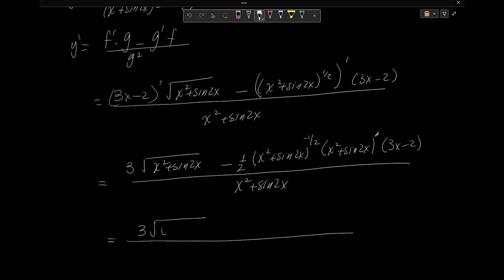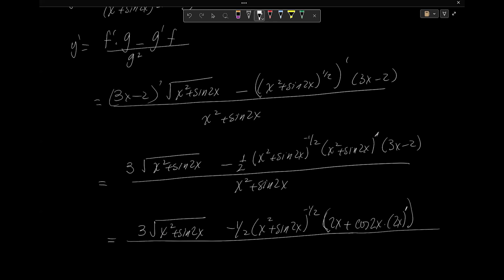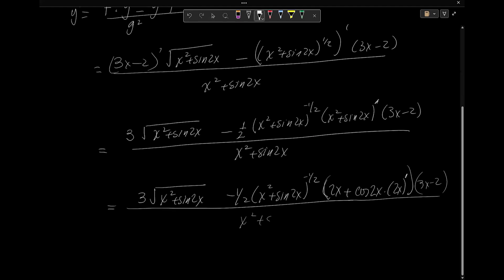This is 3 square root of x squared plus sine 2x minus 1/2, x squared plus sine 2x to the negative 1/2. So that's like 1 over the square root. Now, what's the derivative of that thing right here? So the derivative of x squared is 2x plus. Now I'm taking the derivative of the sine, and I see it's the sine of something. So the derivative is the cosine of something times the derivative of that something, times 3x minus 2 over x squared plus sine 2x.